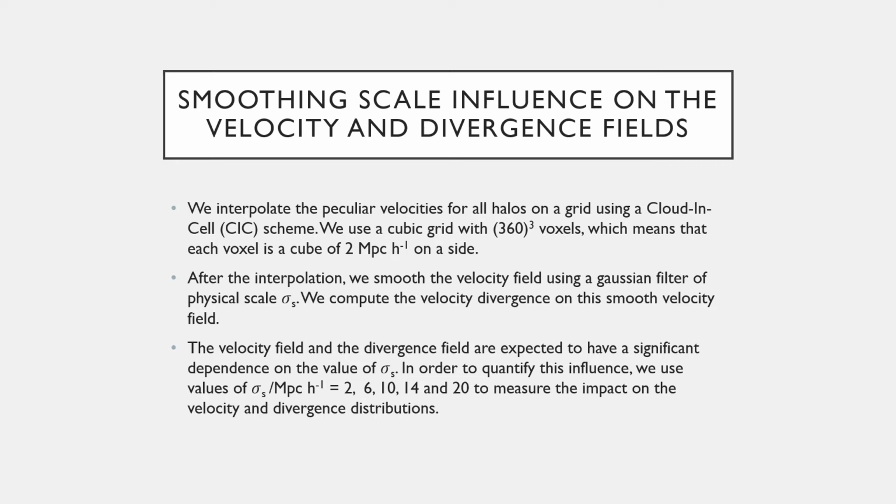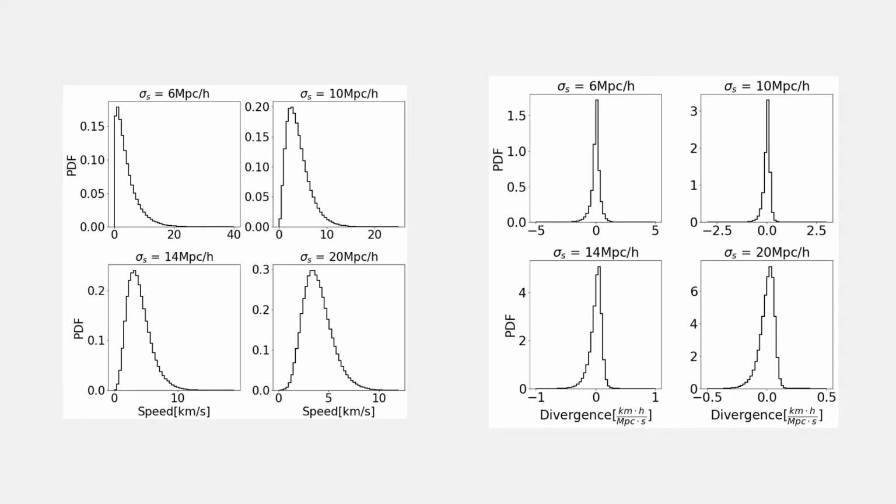And finally, the velocity field and the divergence field are expected to have a significant dependence on the value of sigma s. In order to quantify this influence, we use values of 2, 6, 10, 14, and 20 to measure the impact on the velocity and divergence distributions.